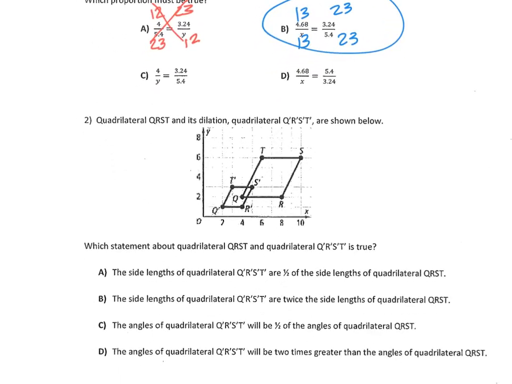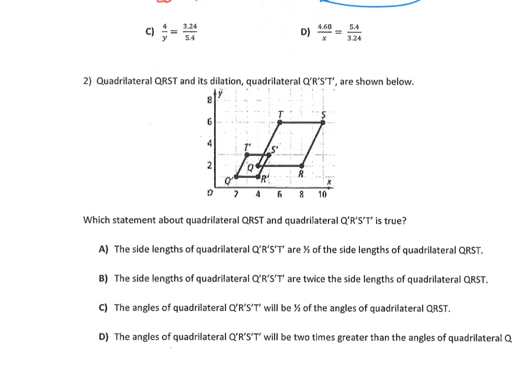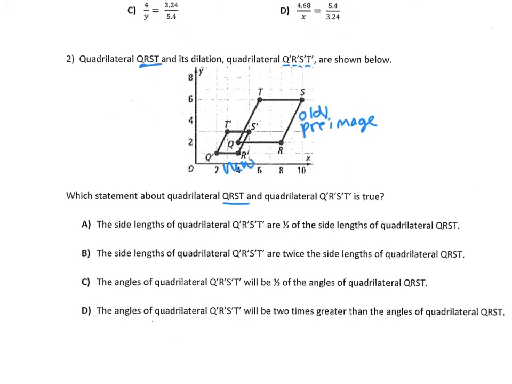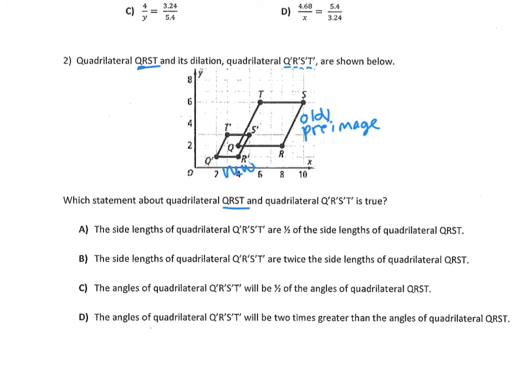So then on number 2, quadrilateral QRST and its dilation, quadrilateral Q prime, R prime, S prime, T prime are shown below. So that QRST, the bigger one, that's our old, or your pre-image. That's the first one. So then the ones with little hash marks, we know that is our new image. So which statement about quadrilateral QRST and quadrilateral Q prime, R prime, S prime, T prime is true?